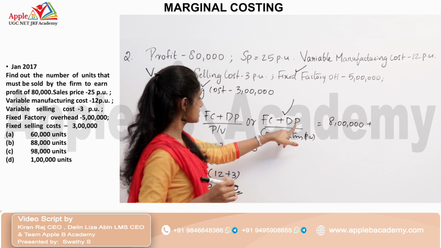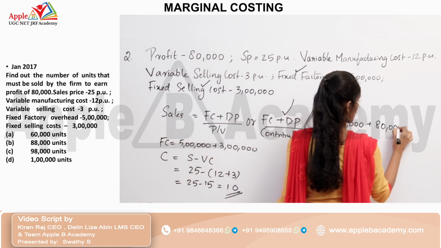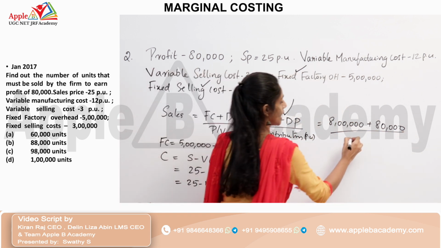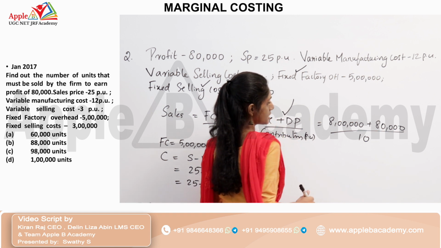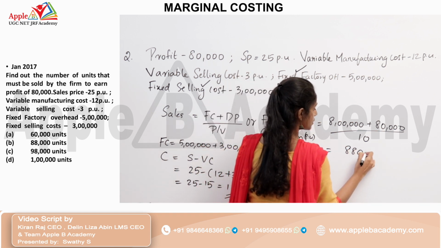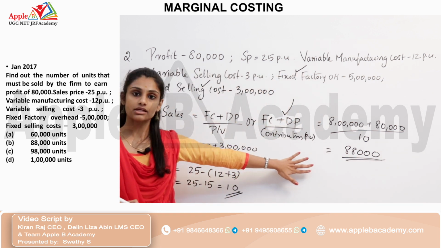Plus, what about desired profit, which is 80,000 divided by contribution per unit, that is 10. So, 8 lakh 80,000 divided by 10, that is 80,000 units. That is the correct answer for this question.